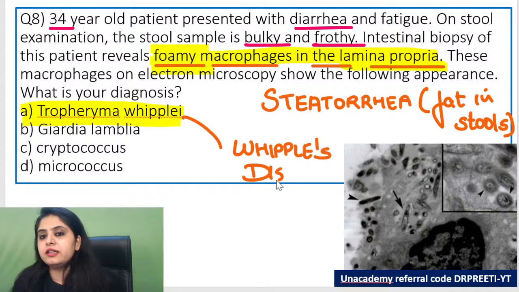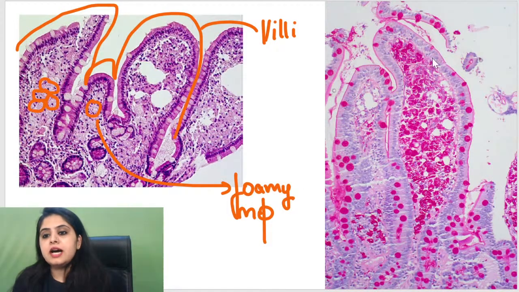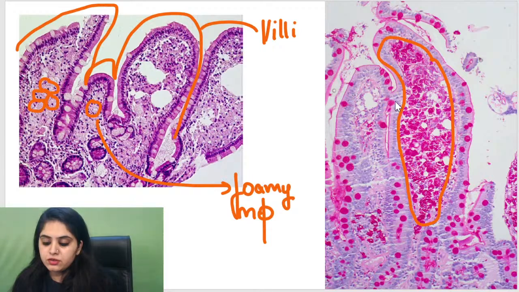It's classically a case of Whipple's disease. Fine, so you say prove it. Prove that these foamy macrophages have the organism. So I say first, I do a special stain. Can you see over here? All those foamy macrophages have become pink. Anyone who can tell me why pink? What stain have I used?